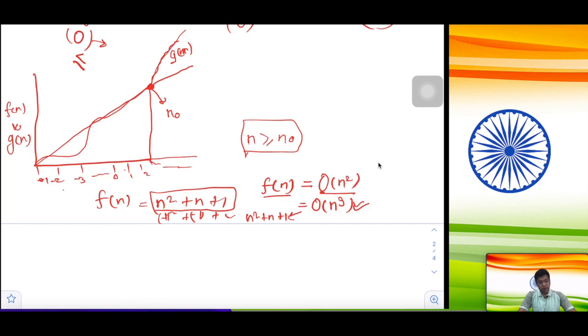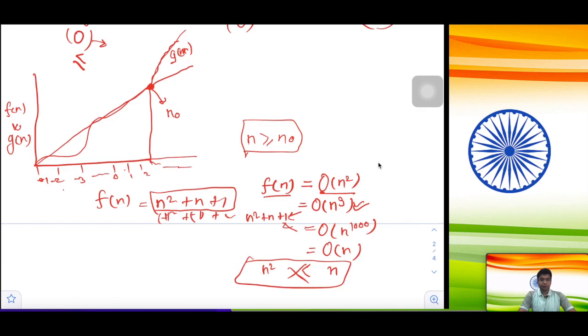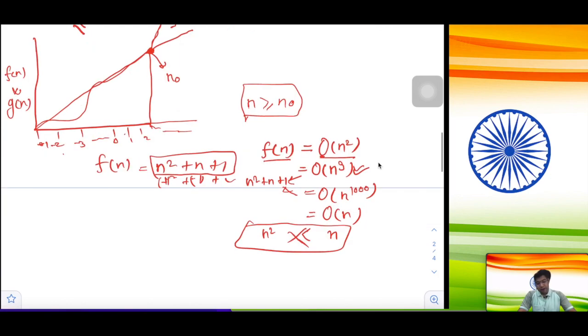So I can also write the complexity of f(n) as big O of n cube. I can also write big O of n to the power 1000, which is also valid here. But I cannot write big O of n, because here there is n square, and when I put in n, this condition becomes false. So these are the notations: how to denote the complexity of that function with the help of big O.